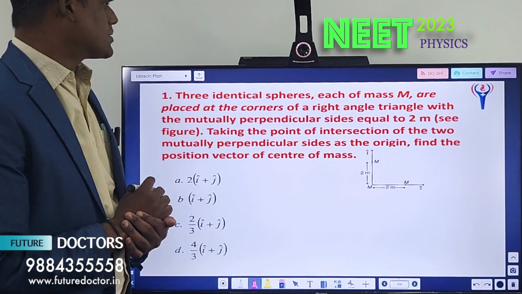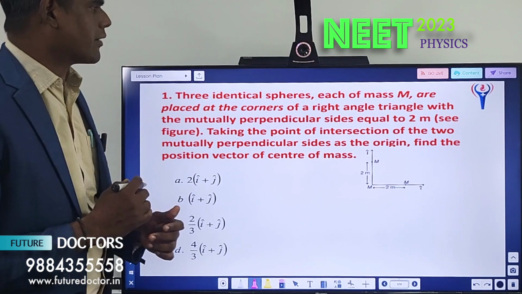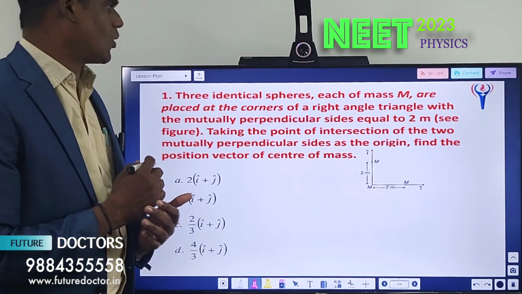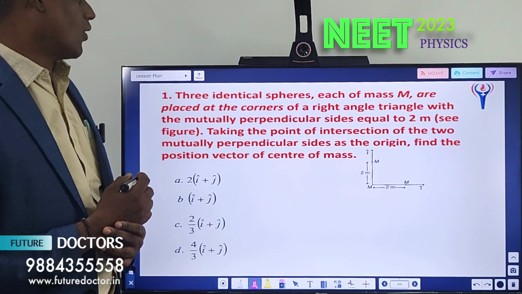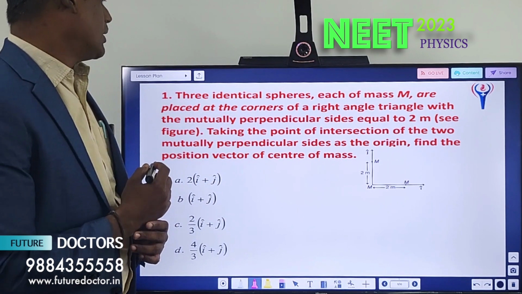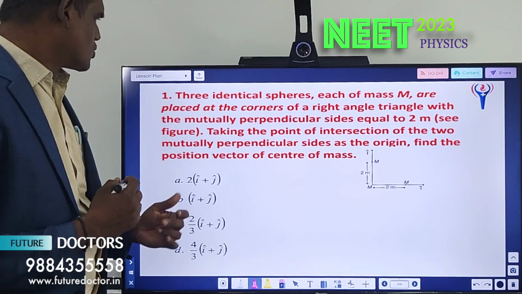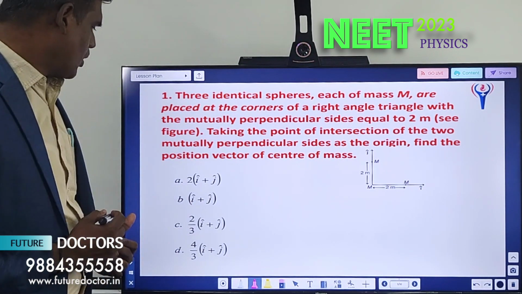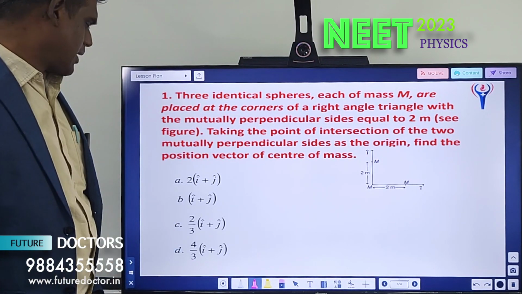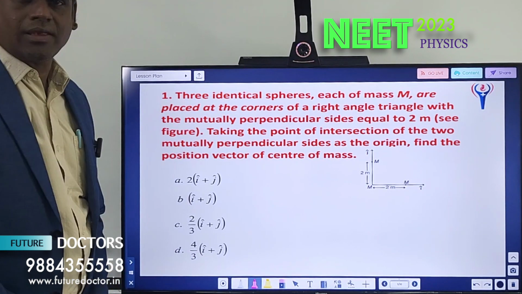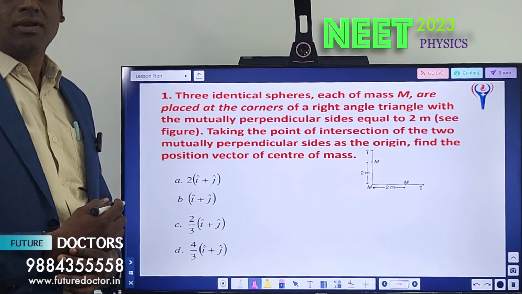3 identical spheres, each of mass capital M, are placed at the corners of a right angle triangle with the mutually perpendicular sides equal to 2 meter as shown in the figure. Taking the point of intersection of the two mutually perpendicular sides as the origin, find the position vector of center of mass. Option A: 2 i cap plus j cap. Option B: i cap plus j cap. Option C: 2 by 3 i cap plus j cap. Option D: 4 by 3 i cap plus j cap. By knowing the formula for center of mass, you are able to find the solution for these questions.